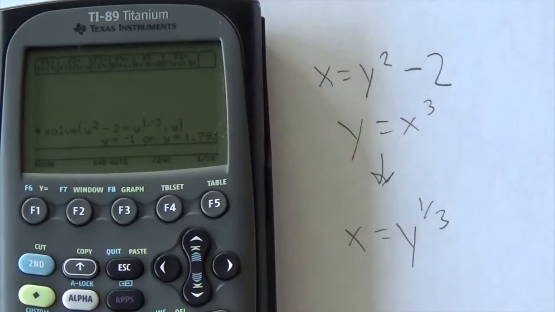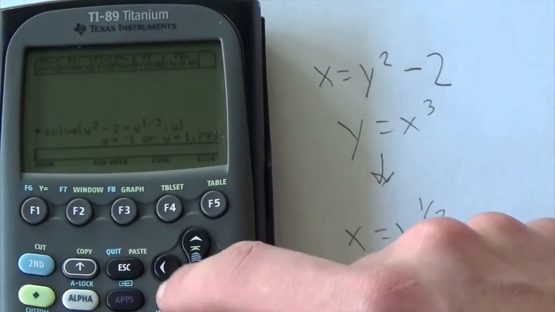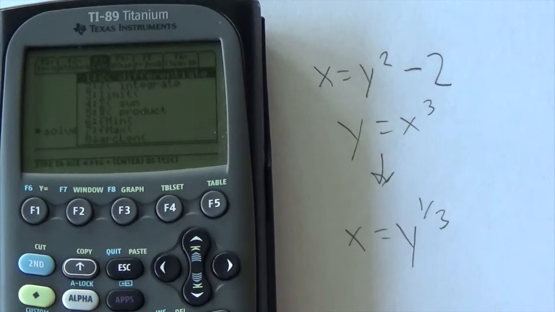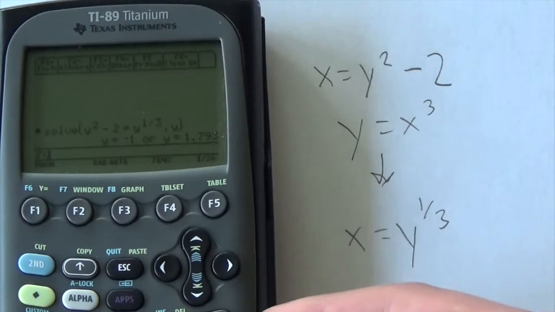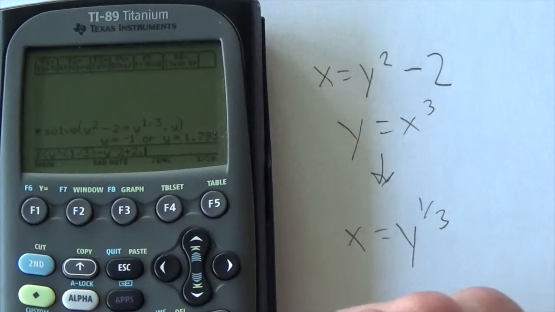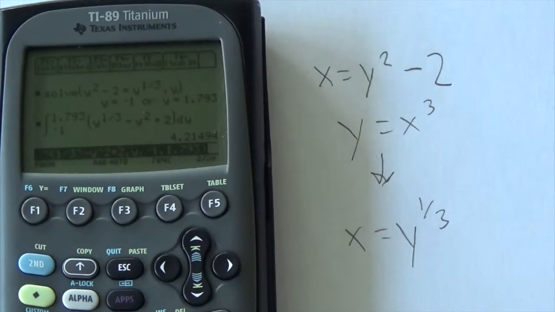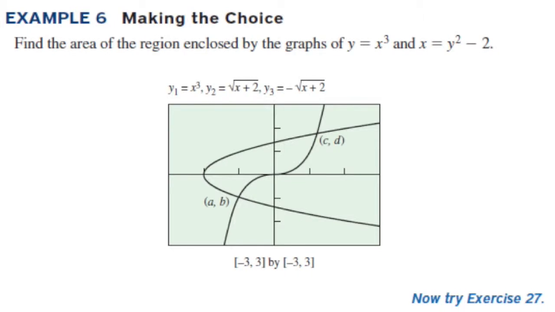So then, with these 2 points, we can now integrate. So we go to f3 and 2. We write our higher function, or in this case the function that's furthest to the right, which is y to the 1/3. And then subtract y squared minus 2, so minus y squared plus 2. Make sure it's with respect to y. And then you want to put your lower limit, which is negative 1, and your upper limit, which is 1.793. And then you can solve. And there's your answer, 4.215. Okay, and that's pretty much how you do examples.